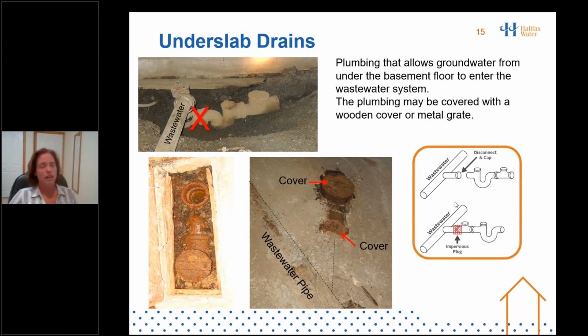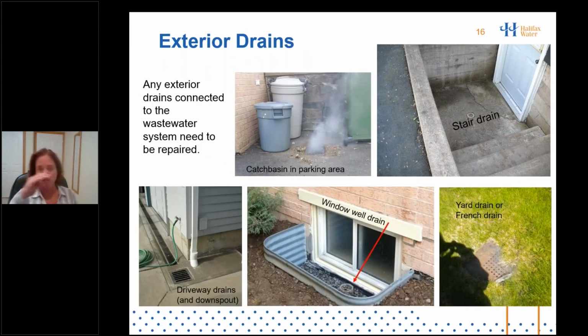So here's a variety of other exterior drains that could be connected to the wastewater system that we want you to have a look for. So for instance, in your parking lot, you may have a catch basin that extends underground. If it's connected to the wastewater system, or any other structure like your foundation drain, which in turn is connected to the wastewater system, that stormwater structure needs to be disconnected.